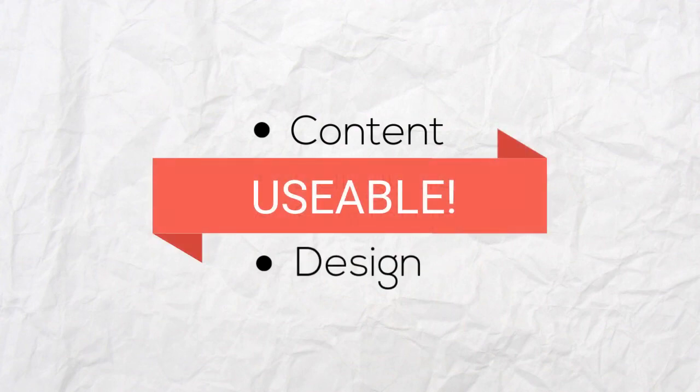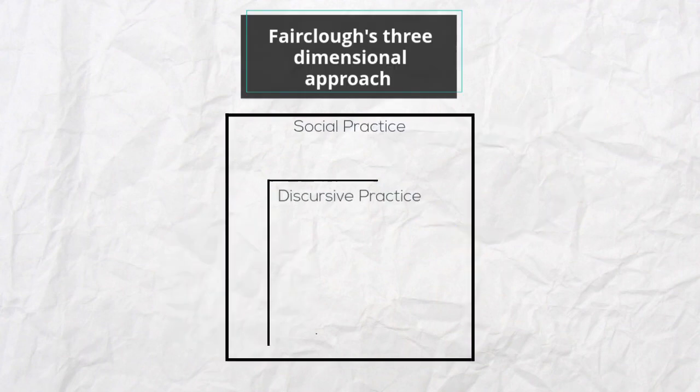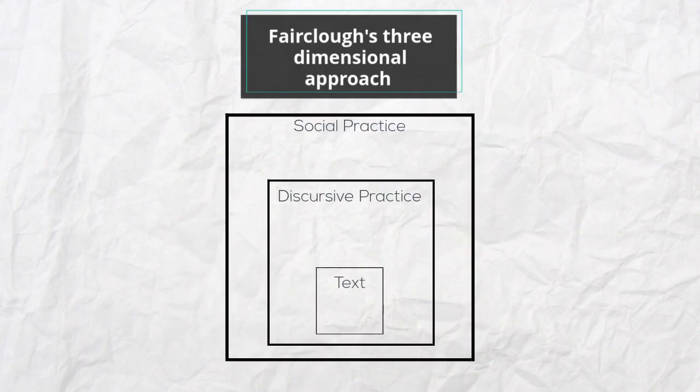Looking at the differences in the textual elements used in the two texts, we are able to see the different priorities of these institutions, as well as gain an understanding of their social, discursive, and textual practices as identified under Fairclough's three-dimensional approach.